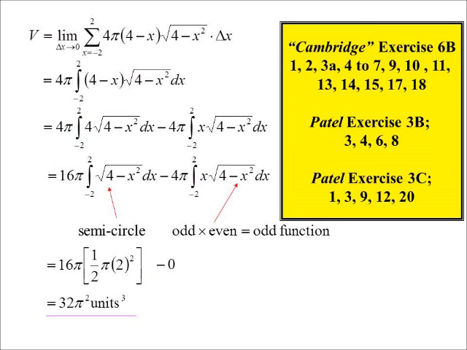As I said yesterday, I've picked questions out. In the Patel ones, I've given you the problem to do by cylindrical shells, whereas it might have been more efficient to do it the other way and so on. But that's just for the fun of it. The Cambridge exercises are set up in 6A is discs and washers, 6B is cylindrical shells, so those ones should be okay.